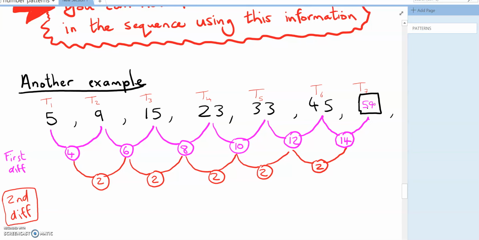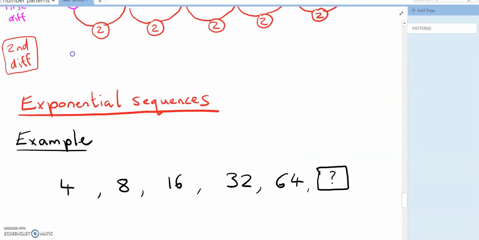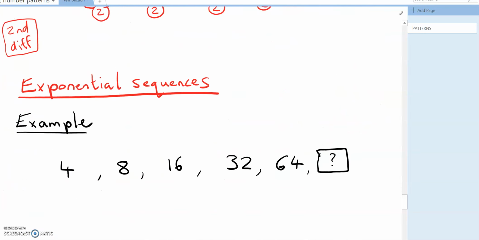Okay, they're called quadratic sequences, and I'll come back to them in a moment. Let's look now at exponential sequences, and this is the last type of number sequence. We've looked at linear in the previous video, we've just looked at quadratic in this video, and now this is the last type, exponential, and it's very straightforward.